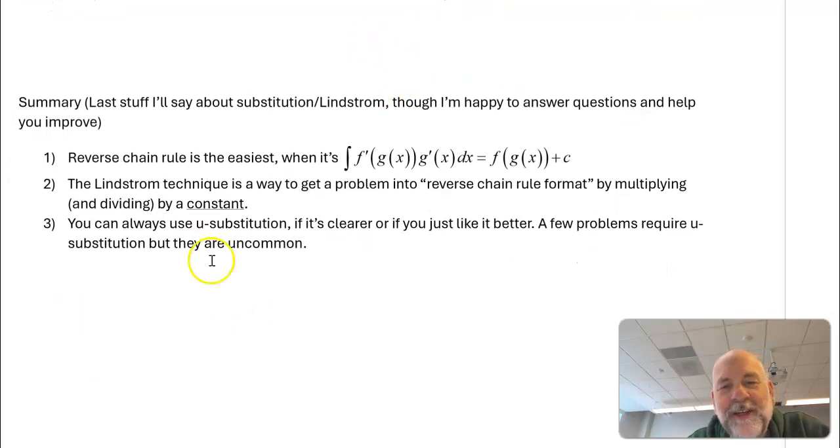I finally put just a little summary here of the ideas. Reverse chain rule is the easiest, but the Lindstrom technique is a way to get a problem into reverse chain rule format by multiplying and dividing by a constant. And you can always use U substitution. If it's clear or if you like it better, I will not complain at all. A few problems actually require U substitution, but they are less common.